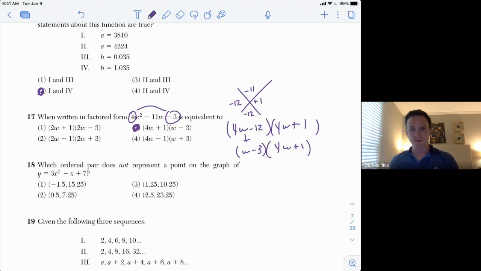Which ordered pair does not represent a point on the graph of the function? Okay, so I'll show you a hack for this, for number 18. Just use your calculator. You could obviously sit and manually plug them in. Type in the function under y equals.